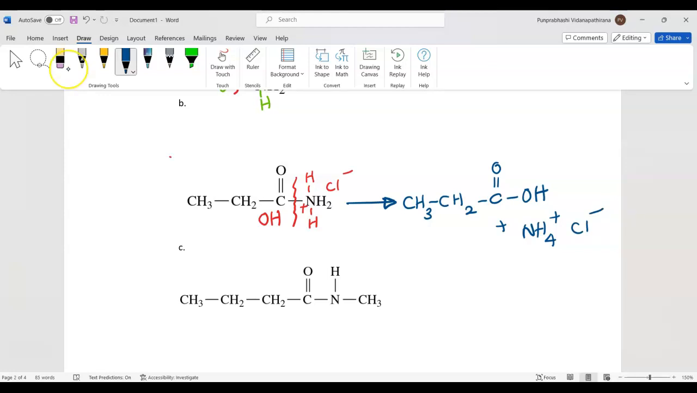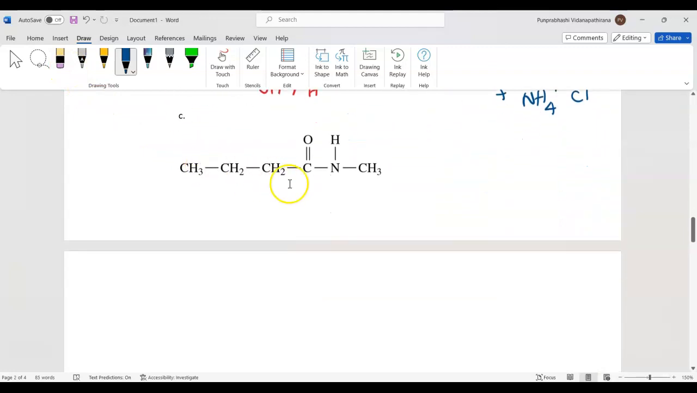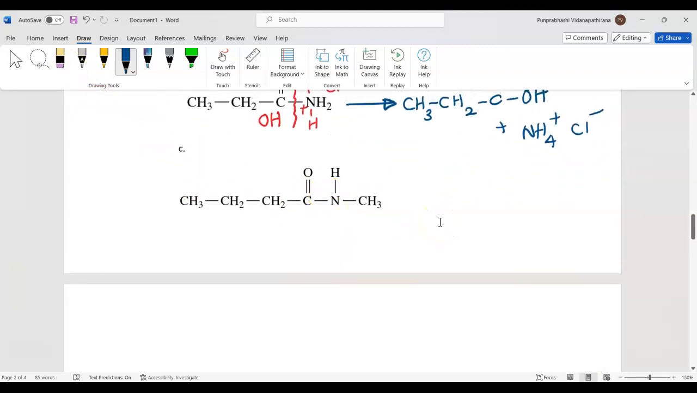Okay, so those are the two products. And question C, a little bit different. So it's not ammonia this time, it's a different amine that forms from the acid hydrolysis. So I will just add a hydroxyl to make the carboxylic acid. So the carboxylic acid would be CH3, CH2, CH2, and COOH.